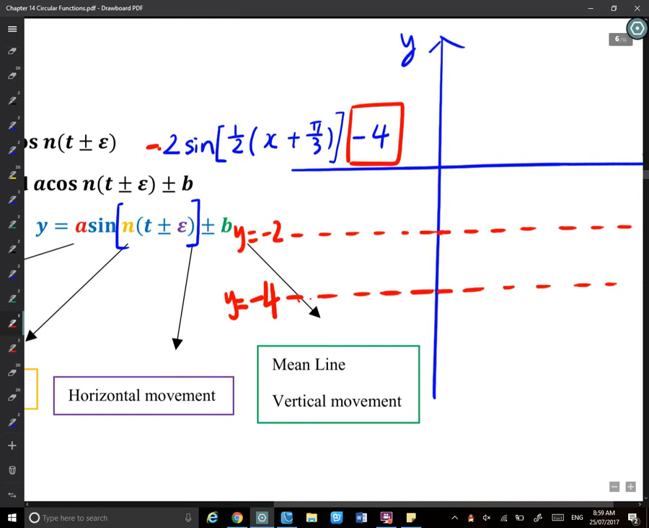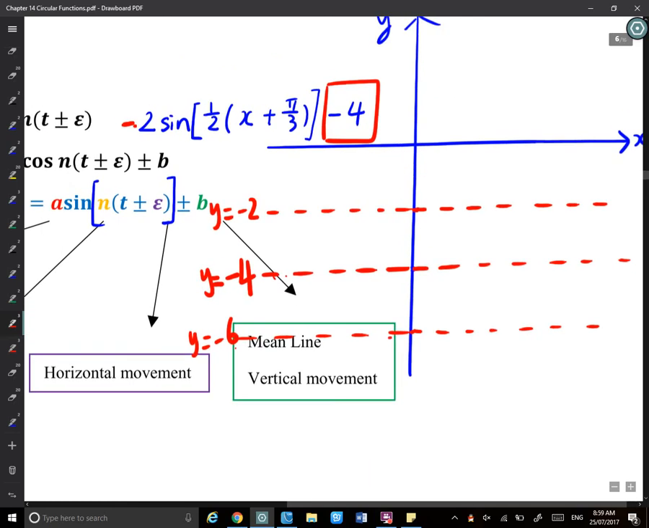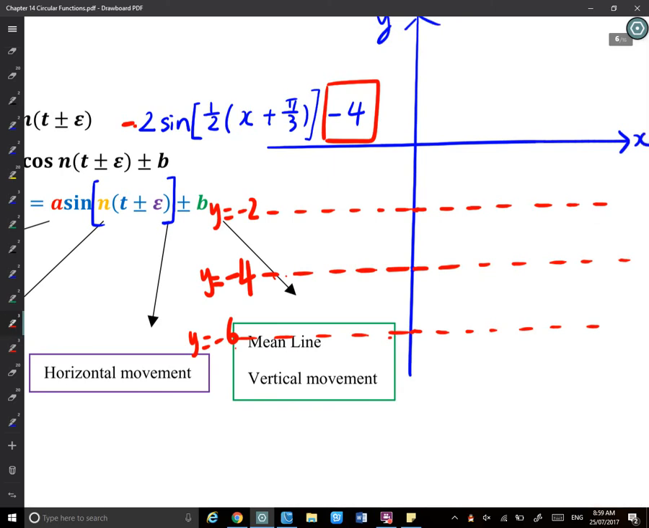Okay, y equals -2. Go up by 2 units. And how much can it go down? It can go down by 2 units, which is here. This is y equals -6. So y equals -4 is your mean line, the mean line. And y equals -2 is called the maximum line. It goes up by 2 units, that is the max. And then going down 2 units gives you -6, that's your minimum line.